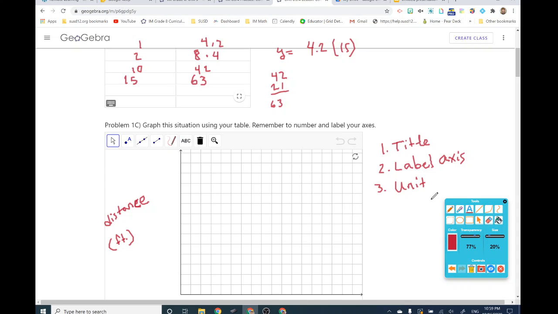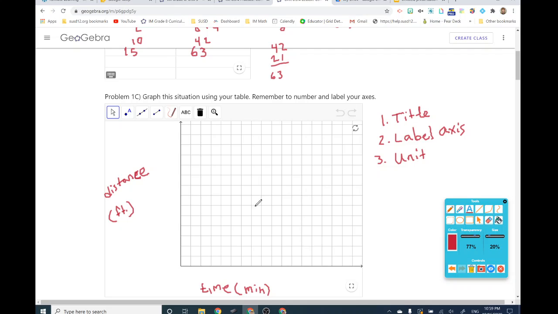Okay, I want to see your title. I want to see your axes labeled like this. Label here, distance. Label here, time. I want to see your units. The units are feet and minute. Then you must have your scale.